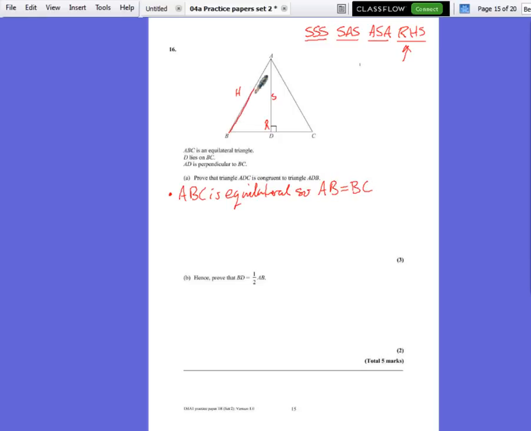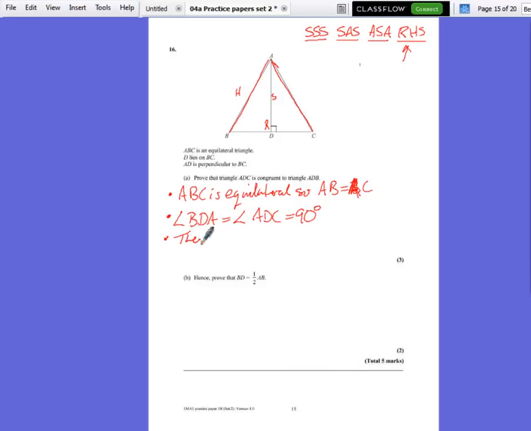So we've shown that AB must equal AC. So we've shown that these two sides are the same as each other, showing that it's equilateral. The next thing we need to do is prove that these are right angled. So if it's perpendicular, angle BDA equals angle ADC, which equals 90 degrees, because they're perpendicular. It's given that in the question.